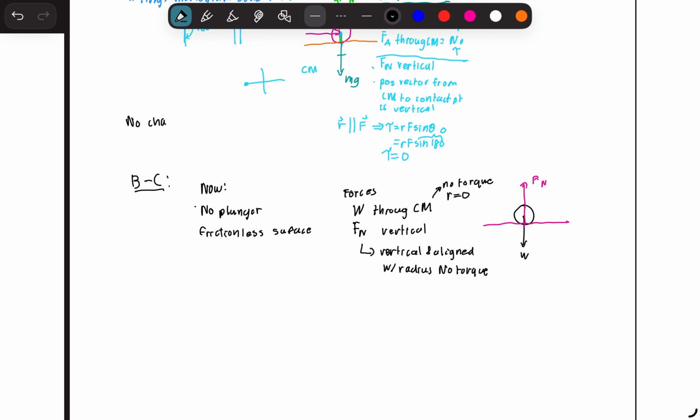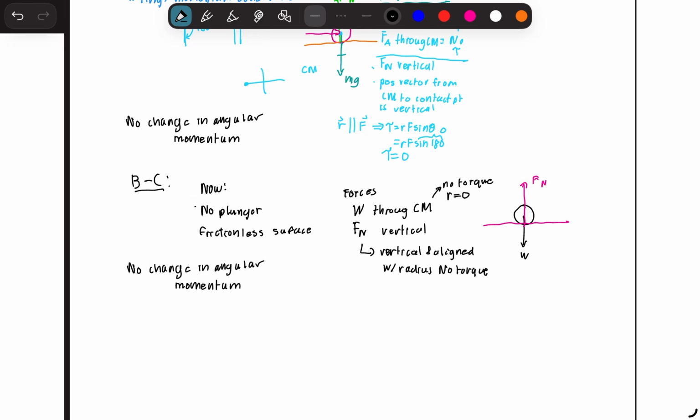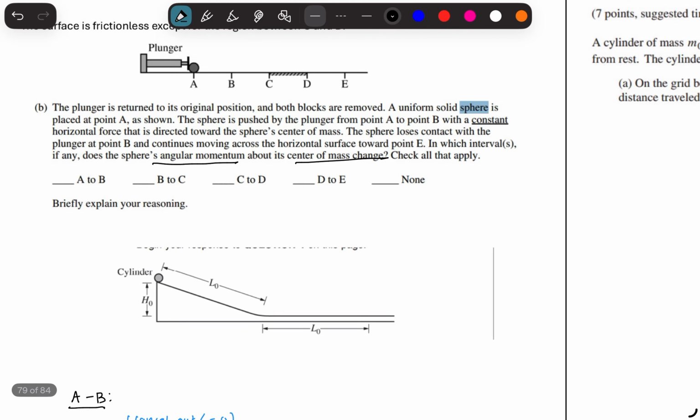No change in angular momentum, which we can just mark right here. So for both of these, there is no change in angular momentum. Now we can consider the region from C to D.